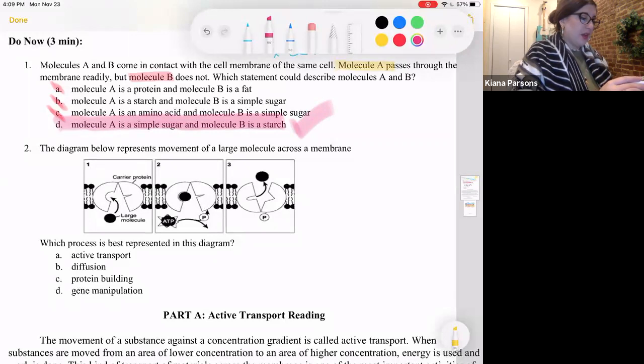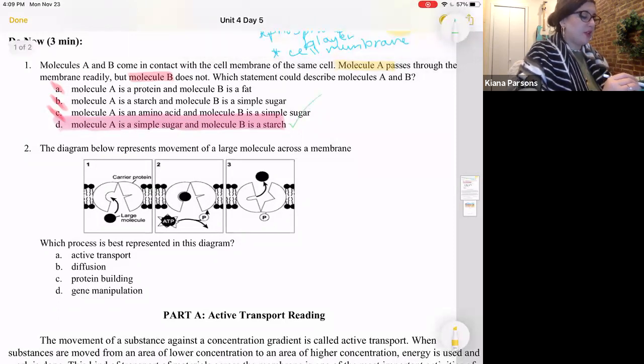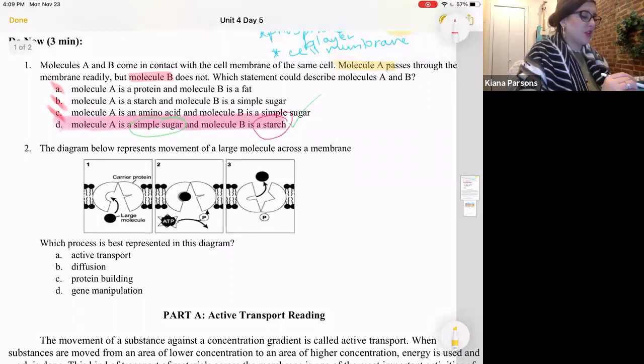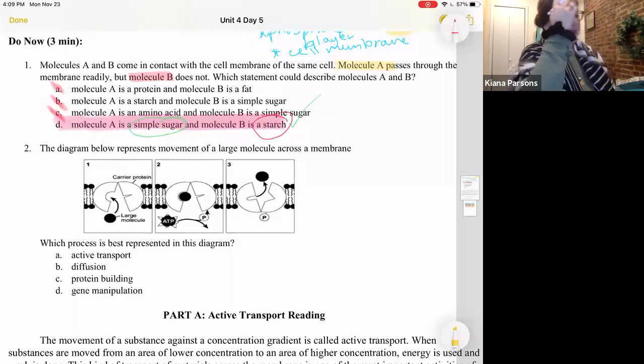Yeah. Because obviously, as we know from the diffusion through a membrane lab, sugars easily pass through the cell membrane, whereas starch does not. Starch molecules are too large and must be broken down or digested before they can pass through the cell membrane.